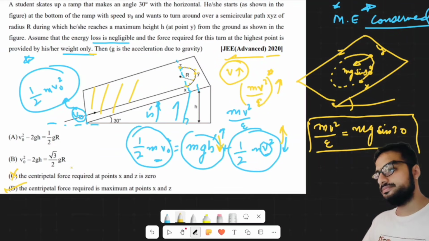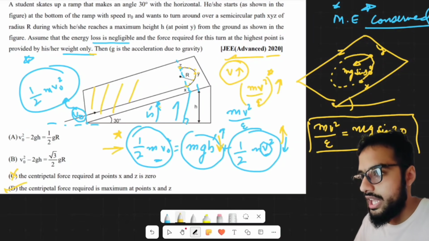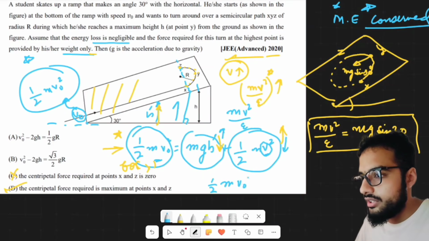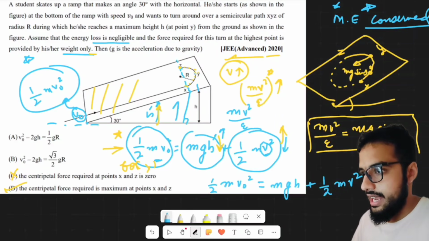This is correct. Fine. Now if we have this point, can we write the same equation? I wrote this equation for any random h dash, isn't that so? Can we write this for this y point? Can we say, for y point, half of mv naught square, the initial mechanical energy, is equivalent to mgh, because h is given, plus half of mv square, the velocity that it has at that point?